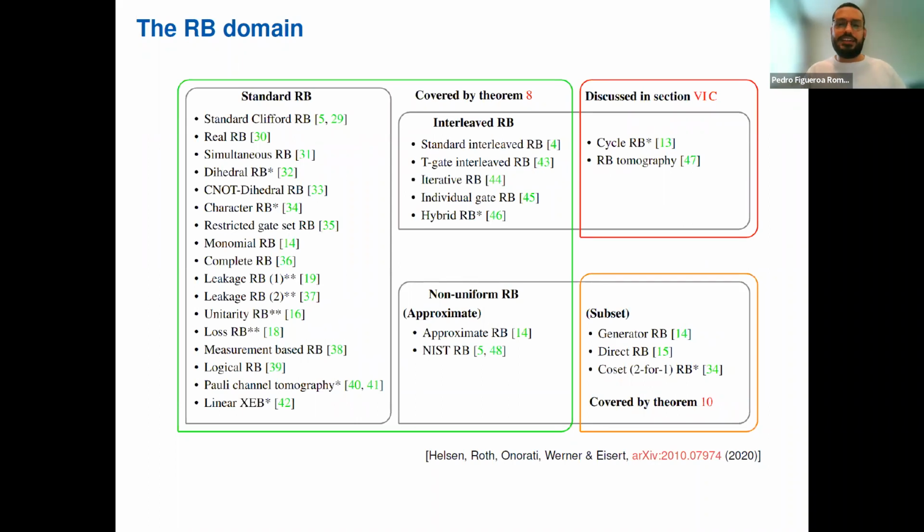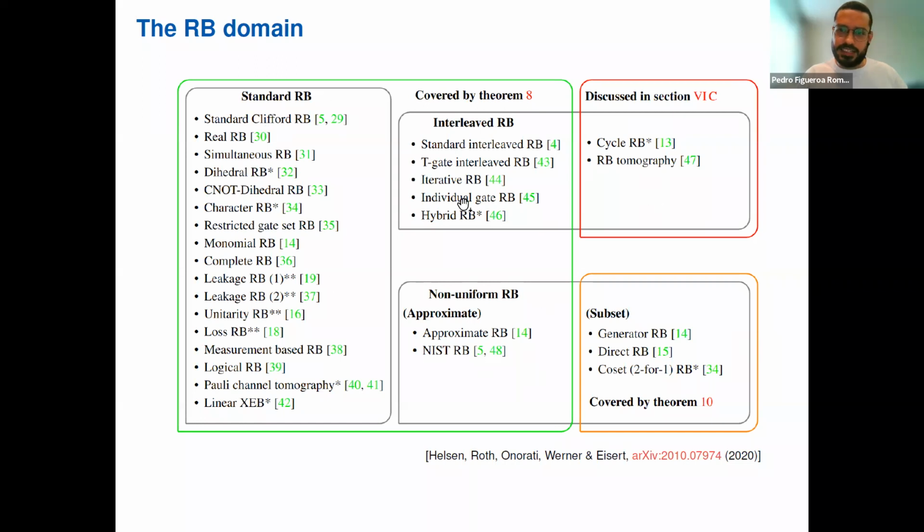Now, within randomized benchmarking, it's been over a decade already that randomized benchmarking has been around. We have a whole set of different techniques, all to achieve different purposes or to benchmark different types of gate sets. And we have a very comprehensive picture of this, or we can give a general framework of randomized benchmarking, which is nicely captured in this paper. I think it's called precisely a general framework for randomized benchmarking.